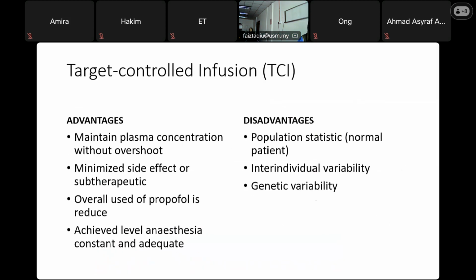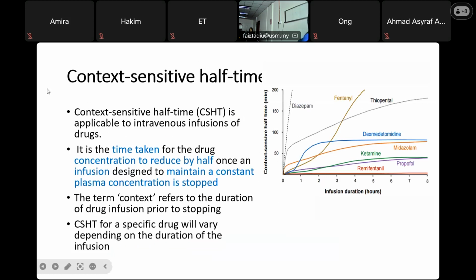Right. So the target control infusion advantages are to maintain plasma concentration without overshoot, minimize side effects or subtherapeutic levels, reduce overuse of propofol, and achieve constant and adequate levels of anesthesia. The disadvantage is that it is based on population statistics, and depends on inter-individual variability and genetic variability. Sorry. Next we go to the context sensitive half time.